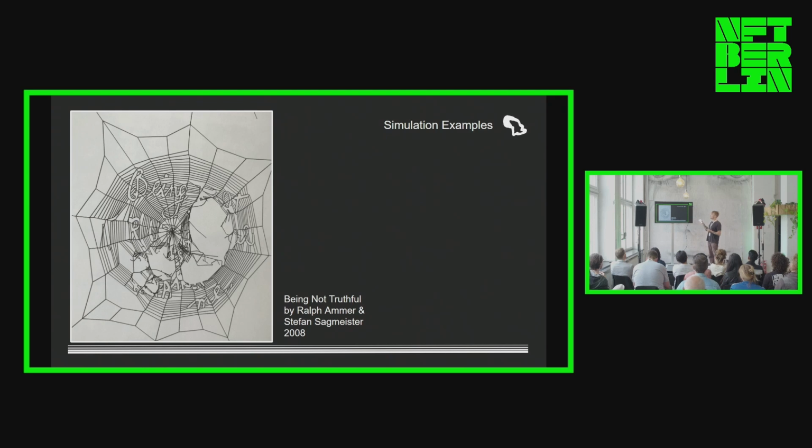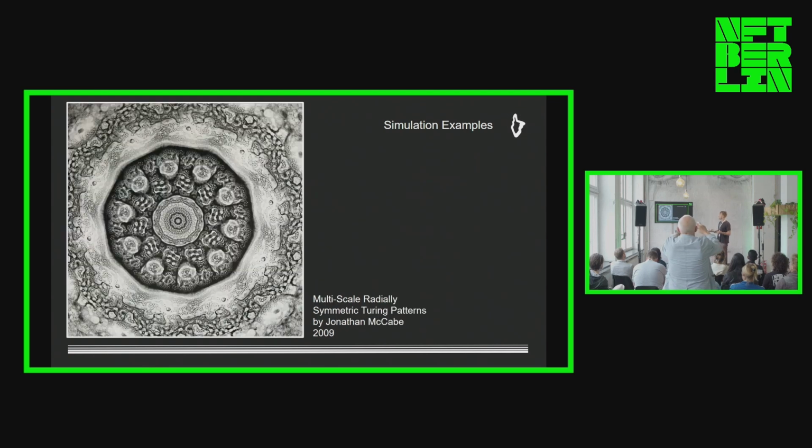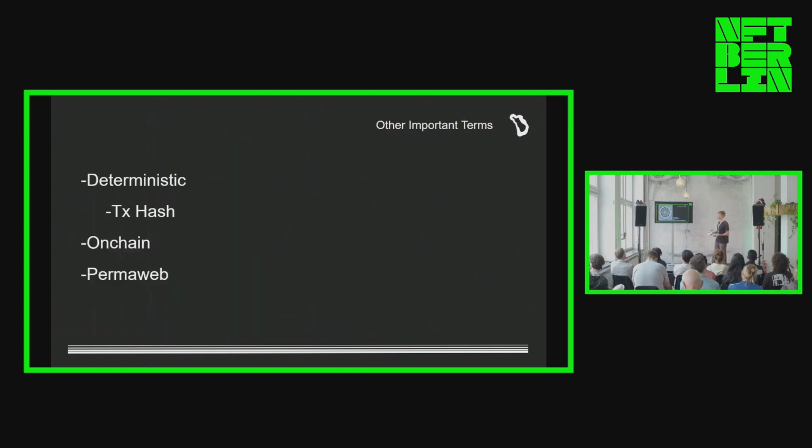Here's a pretty cool simulation example. It's called Being Not Truthful, and the artist simulated over a couple pieces the degradation of a spider web, so obviously a spider web being a natural form. And here we have a very technical name, multi-scale radially symmetric Turing patterns, which you would never really think would come out to a pretty organic cellular form. So again, simulating what an organic cellular form might look like, but with computers.